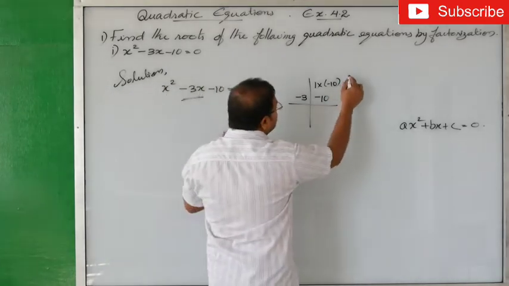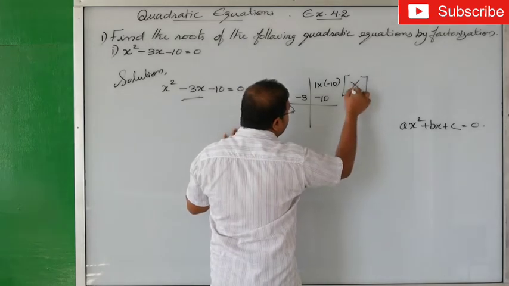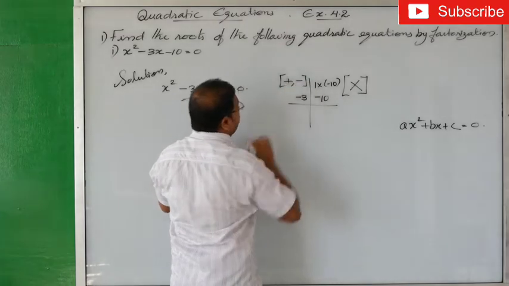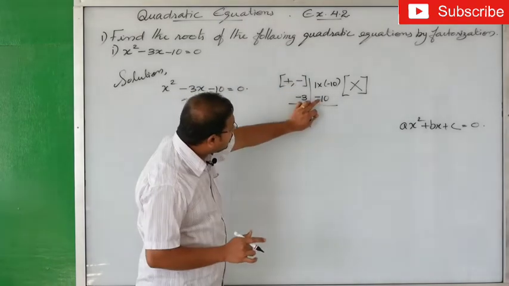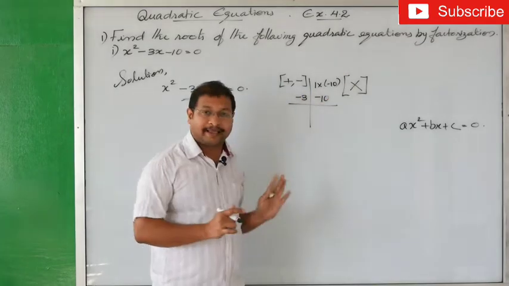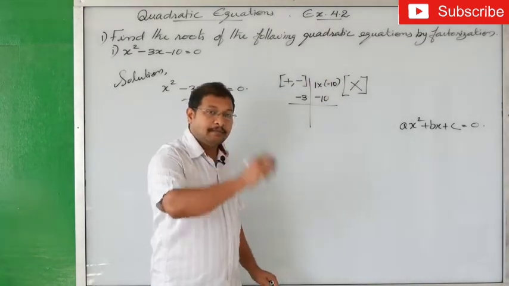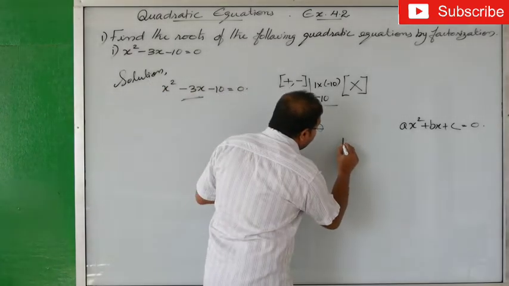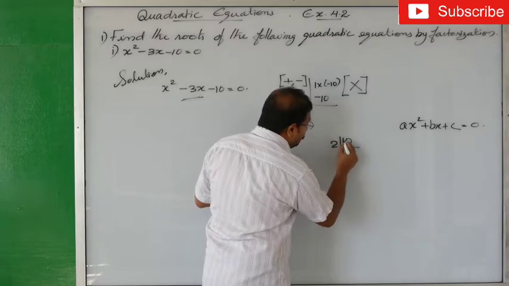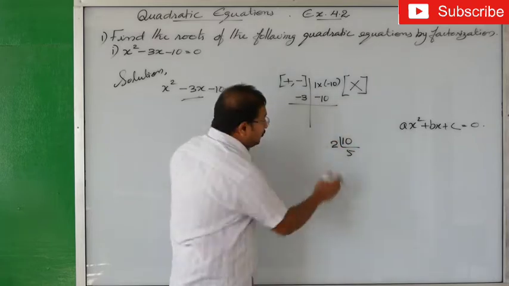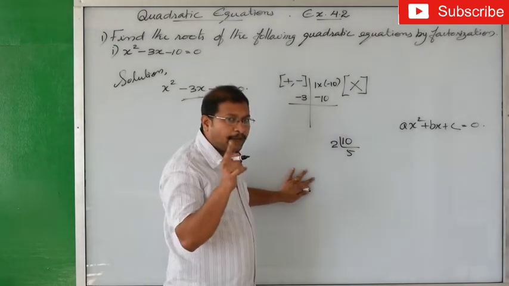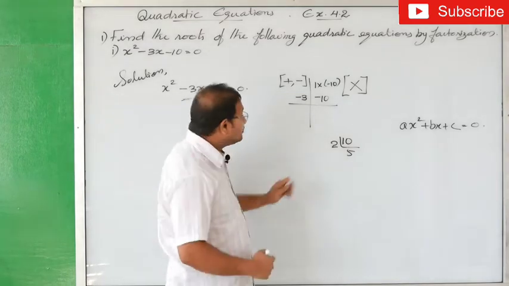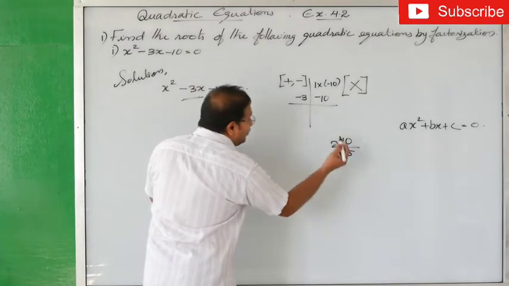Make sure that this place is always multiplication. Here sometimes plus or minus. So this part will always be multiplying. Now the number is minus 10, and we will factorize this. 2 5s are 10, 5 2s are 10. 5 plus 2 is 7, but we want 3. 5 minus 2 is 3, isn't it? That means the numbers are 5 and 2.